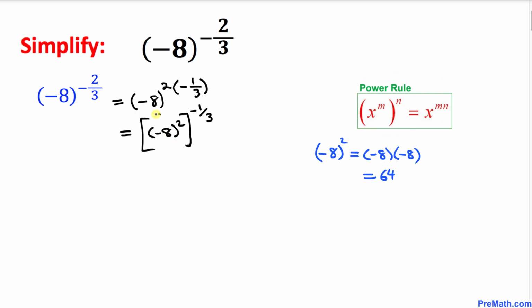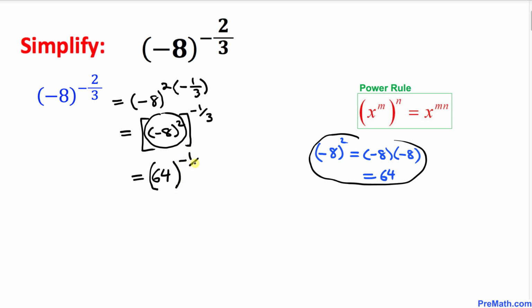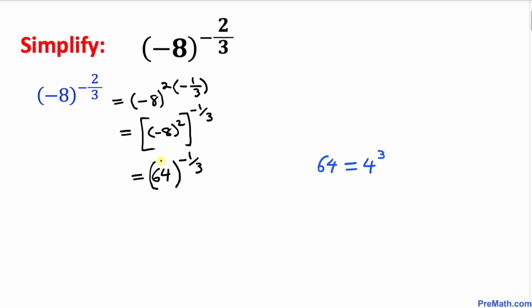And we know that this (-8) squared is positive 64. As you can see over here, always remember, if you have a negative number and you have an even exponent, you're going to get a positive answer, and then to the power simply -1/3. And now this 64 could be written, in terms of exponent, as 4 to the power 3.